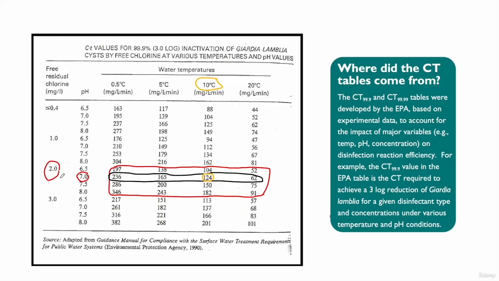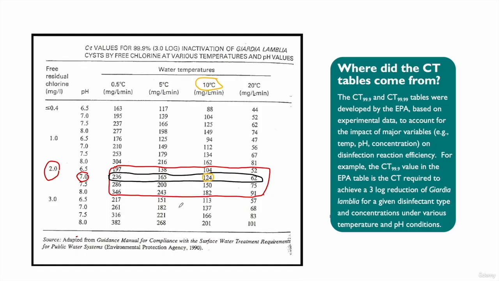First, I set my design free residual chlorine. Then I need to know my water's pH, so we need to test the water. And then I need to know my water's temperature, and usually we design for the worst. So we need to assume the water's temperature in the winter, in the cold season, and we take the worst case scenario. And this is how we can get the CT value.